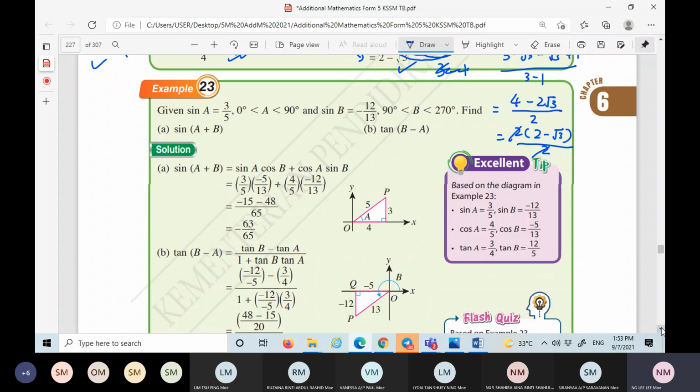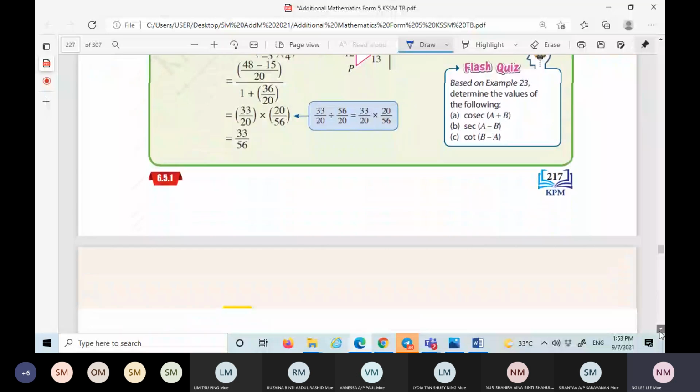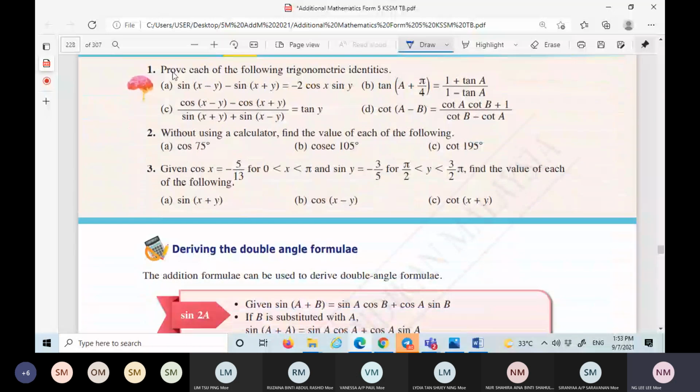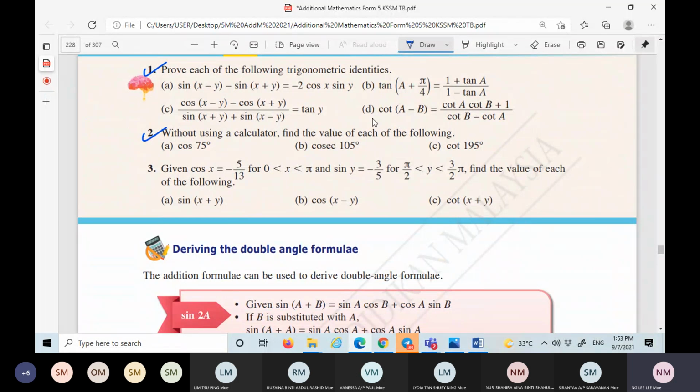Okay, look at this. I think this one we go to next lesson. Today we stop until here. This one we next lesson only we do. So today you do these 2 questions only, 1, 2. But I think not easy lah, huh? Never mind. We can discuss during our next lesson.